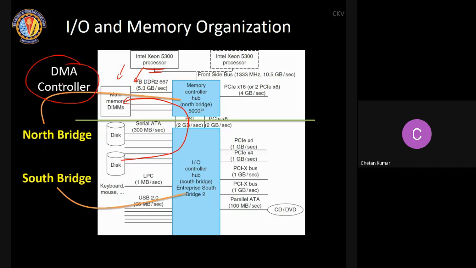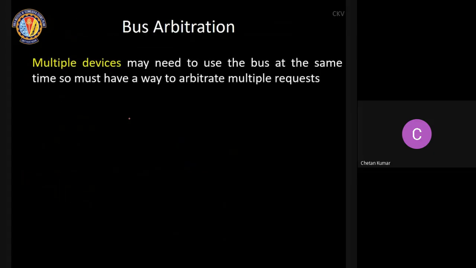So the DMA controller is basically used to move large chunks of data from your IO device, which can be either your secondary memory or some other IO unit, to your main memory without the involvement of the processor. This will be helpful when you want to move large chunks of data, and the processor need not be involved in each of the communications.